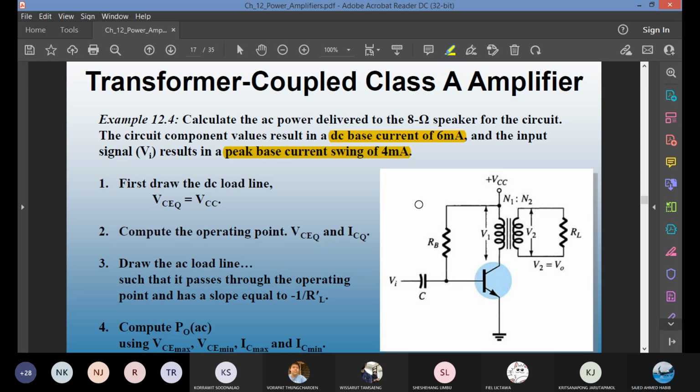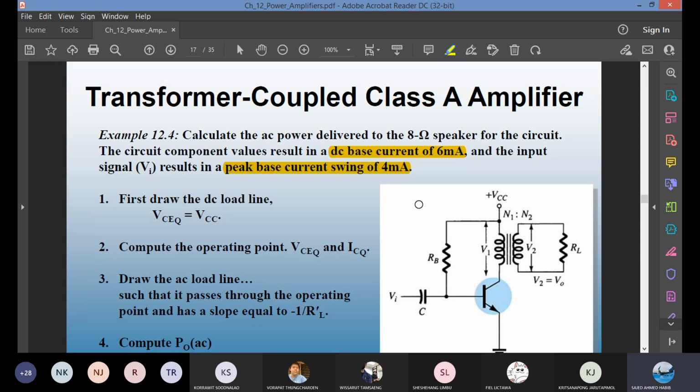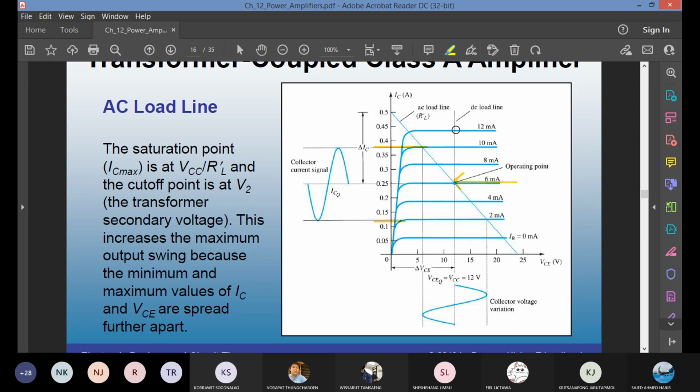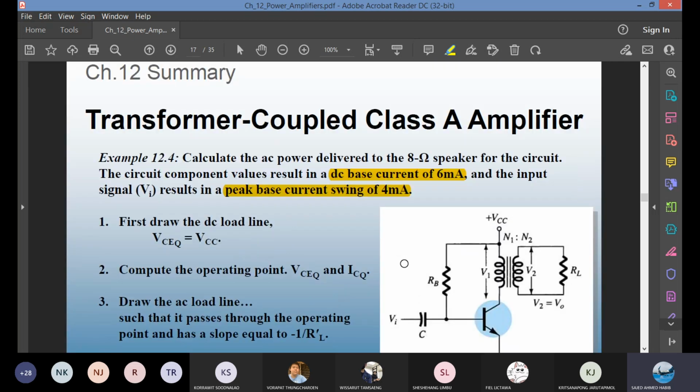First, you have to draw the DC load line. The DC load line is here. The straight line is the DC load line. This one is the AC load line. The slanted one is the AC load line. The straight one is the DC load line. You have two load lines now. The AC, I explained, has a slope of negative 1 over RL prime.